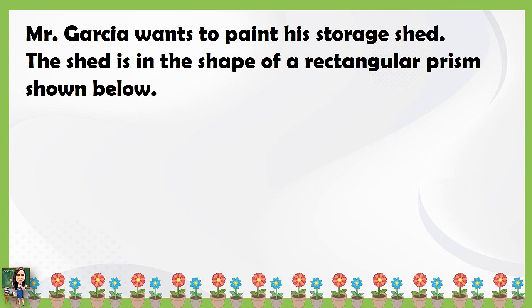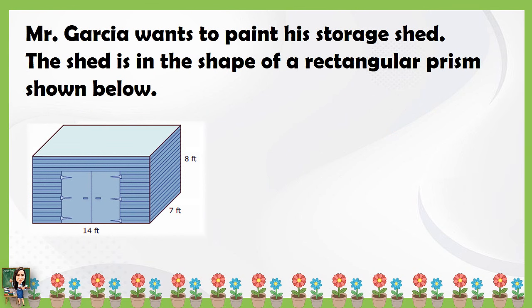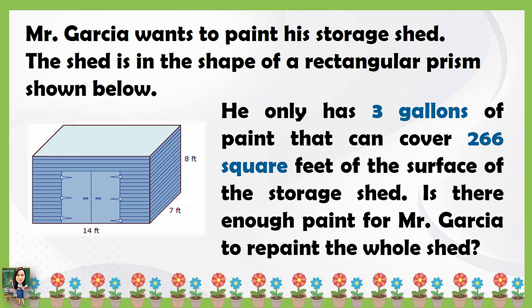Read the problem. Mr. Garcia wants to paint his storage shed. The shed is in the shape of a rectangular prism shown below. He only has 3 gallons of paint that can cover 266 square feet of the surface of the storage shed. Is there enough paint for Mr. Garcia to repaint the whole shed?